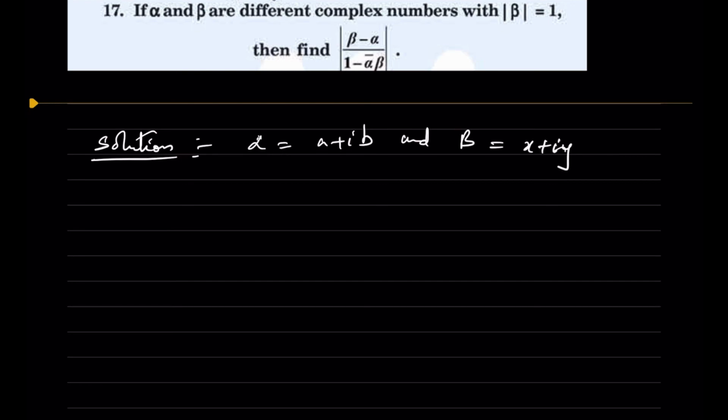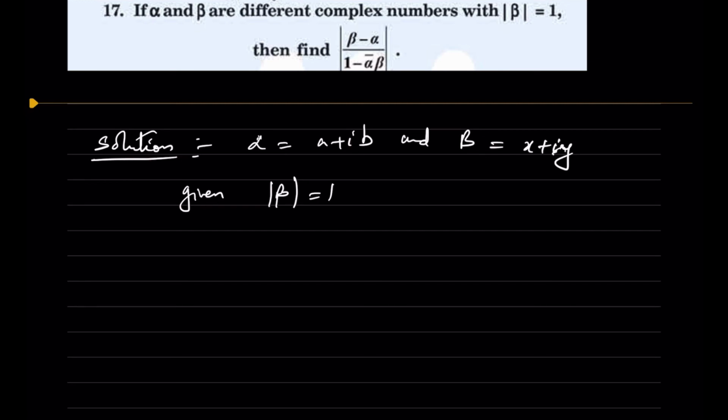We are having it as, if alpha and beta are different complex numbers with mod of beta equal to 1, then find mod of (beta minus alpha) by (1 minus alpha bar into beta). So how do we do the solution? We'll just see. Here what's given to us, we have let alpha be equal to a plus ib and beta be equal to x plus iy. So we are taking these two. It is given that mod of beta is equal to 1, right?